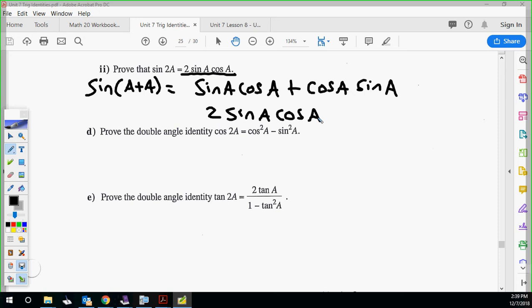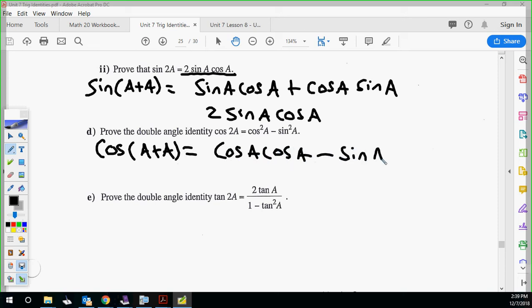Okay. Now we're going to take that same idea for cosine 2a. We're going to write cosine of a plus a. And we know that cosine goes cos a cos a minus sine a sine a. So you can clearly see cos a cos a is cos squared a, minus sine squared a. So that's your double angle for cosine.